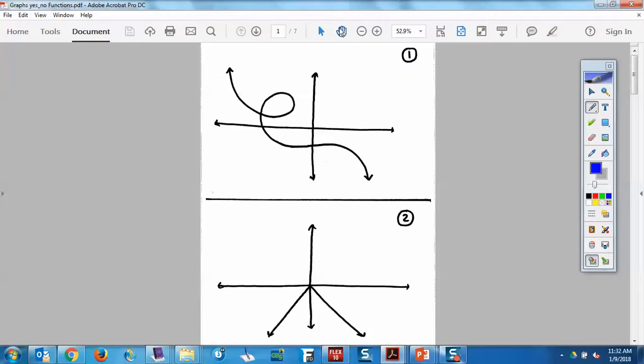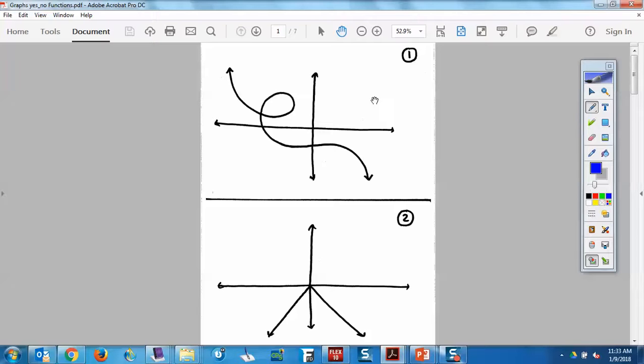Number 1, function yes or no. Number 2, yes. Okay, number 1, what would be the domain? All reals. Domain would be the possible x values. Well, this goes forever and ever, and this goes forever and ever this way. So you have x's you can put into everything.